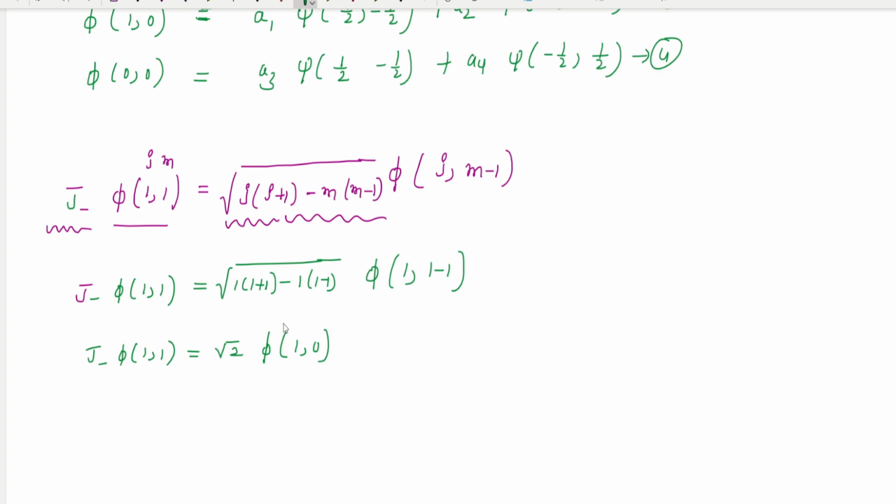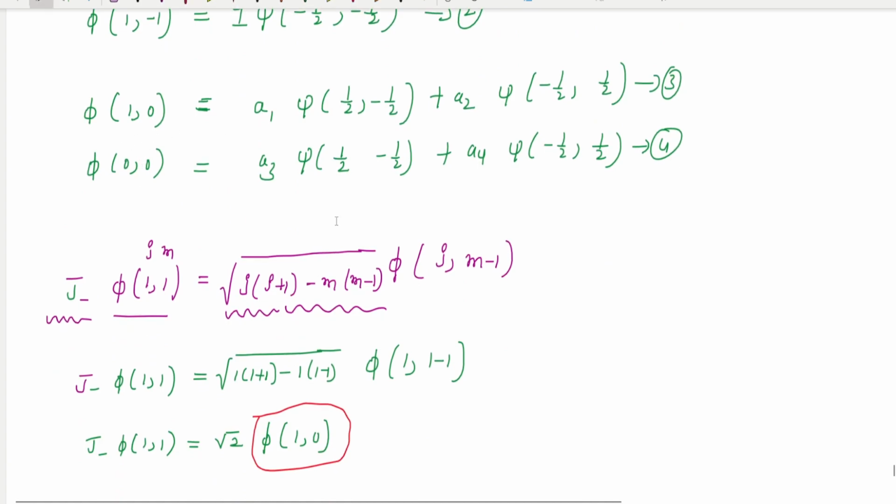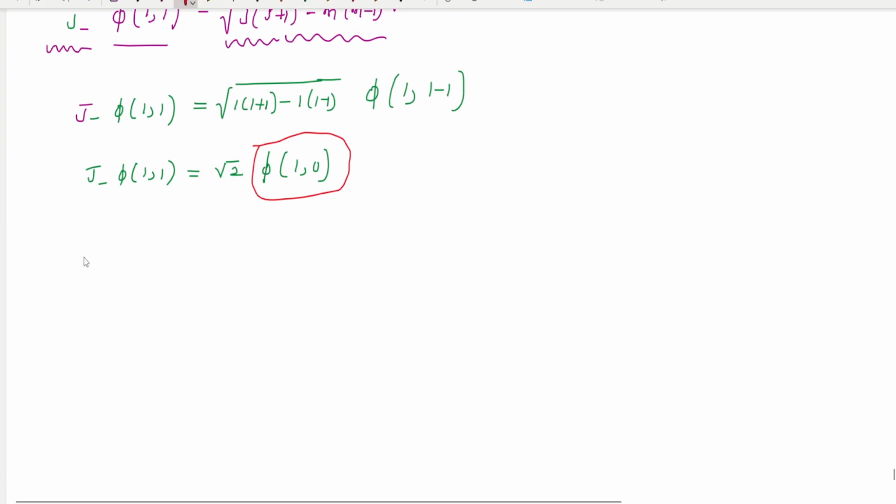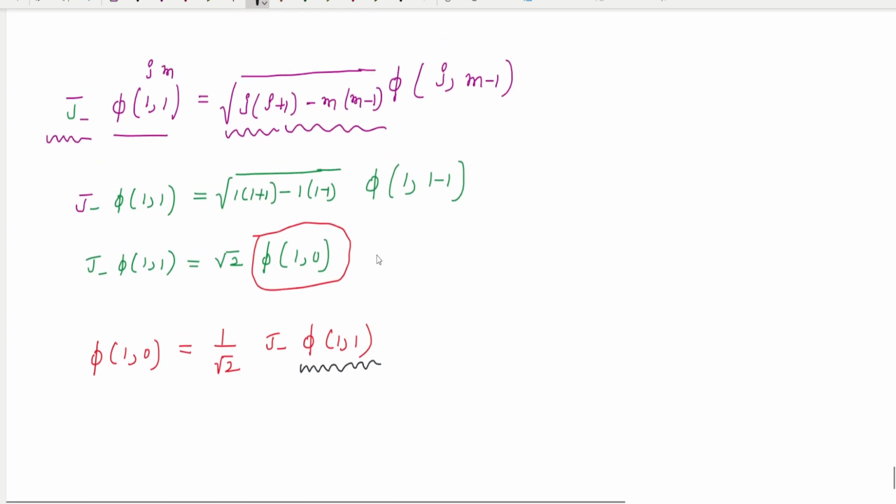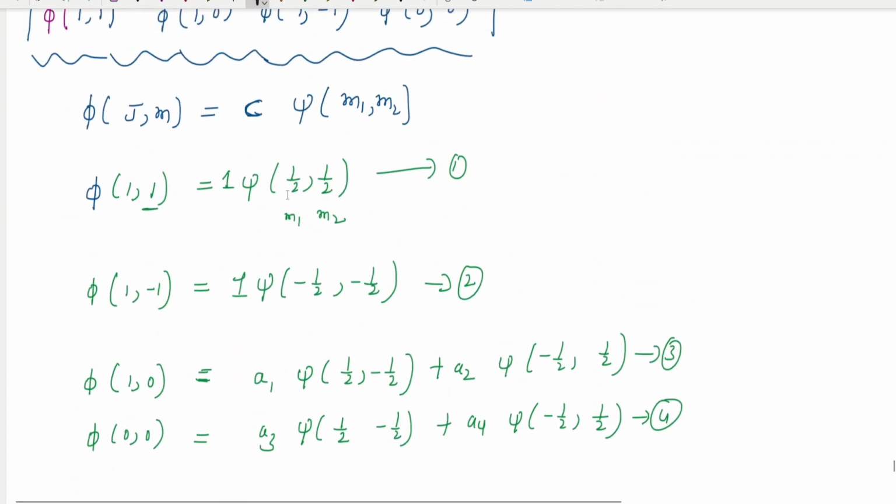So first I want this quantum state. I need to find this quantum state, right? So this I want, this is equation number 3. If you observe here, this is equation number 3. For that, I am going to change this equation like this: psi 1 comma 0 equals, now this goes to the other side, 1 divided by root 2. The remaining portion is j minus psi 1 comma 1. So this is already known. This equation, 1 comma 1, right? In equation number 1.